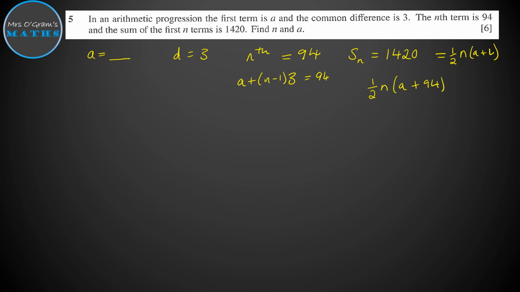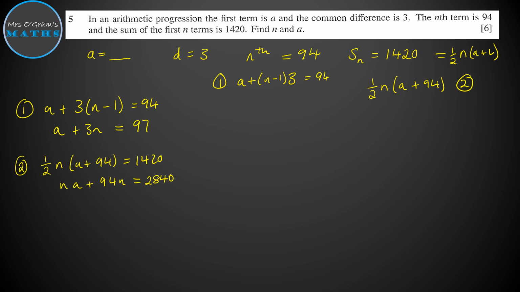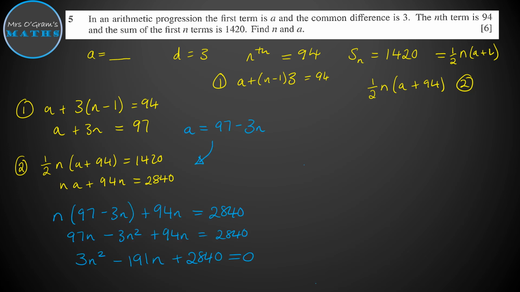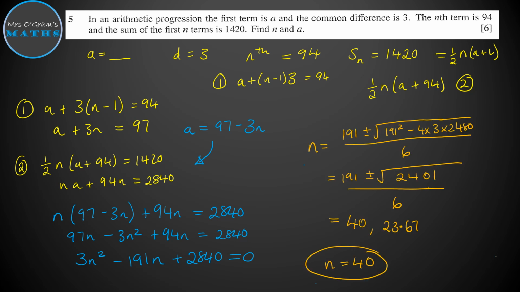So then we can set up 2 simultaneous equations. Then I'm going to use substitution, take equation 1 and substitute it into equation 2. And working through that quadratic equation there using the quadratic formula, you get n equals 40 or 23.67. Of course, n can't be a decimal, it must be a whole number because we're counting the number of terms, so therefore n must be 40.